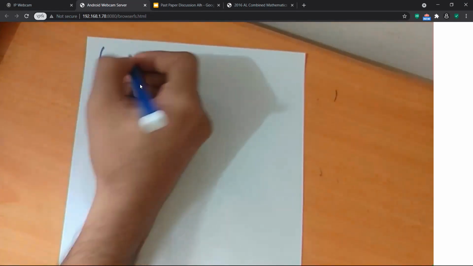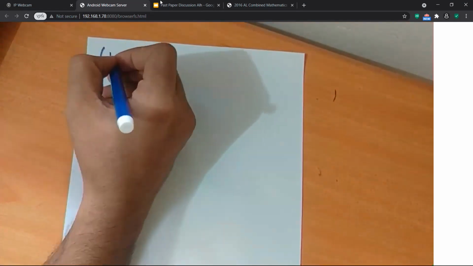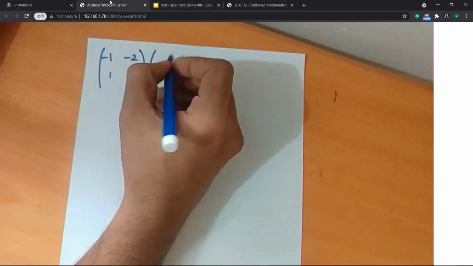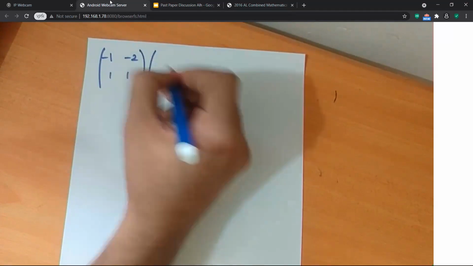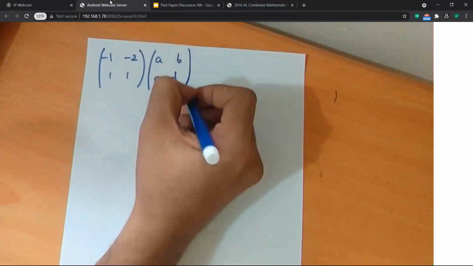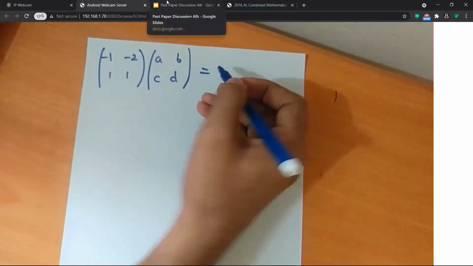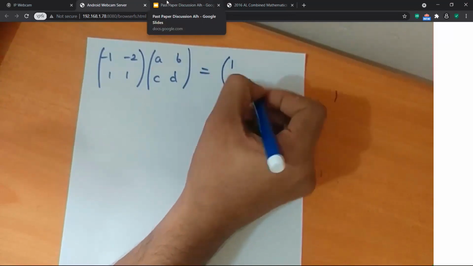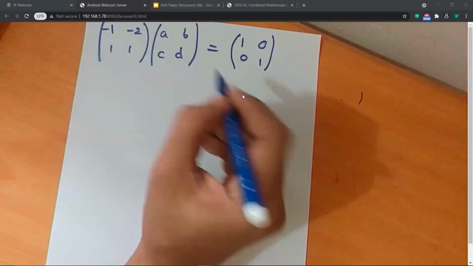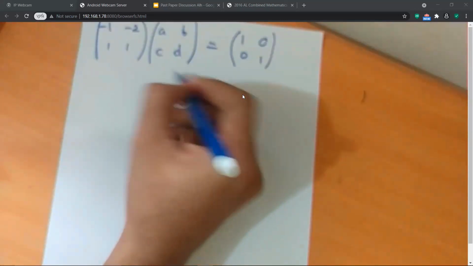So we need to find P inverse, right? What is P? P is -1, -2, 1, 1, multiplied by P inverse. The P inverse should also be the same format, so a 2 by 2 matrix. We don't know the values, so let's put A, B, C, D. It is equal to the identity matrix. Because it's 2 by 2, it's 1, 0, 0, 1. Okay, you can see that. So this is P, this is the matrix we are trying to find, and it is equal to this.